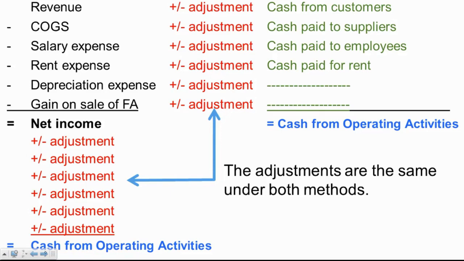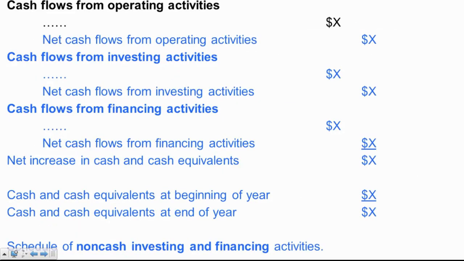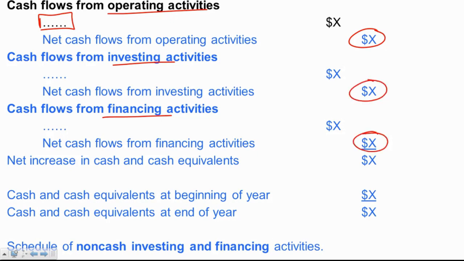Now, looking at the statement of cash flows, very abbreviated statement of cash flows here, what we have is our operating activities, investing activities and financing activities. And these dots here represent the activities, okay, all of those individual lines. So we end up with a cash flow from operating activities, a cash flow from investing activity, a cash flow from financing activity. We add that up, and that's the net cash flows for the period. And we can prove that by comparing it to the beginning and ending balance. And at the end, we have our schedule of non-cash investing and financing activities.